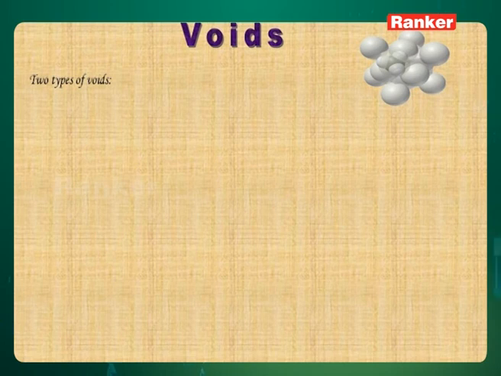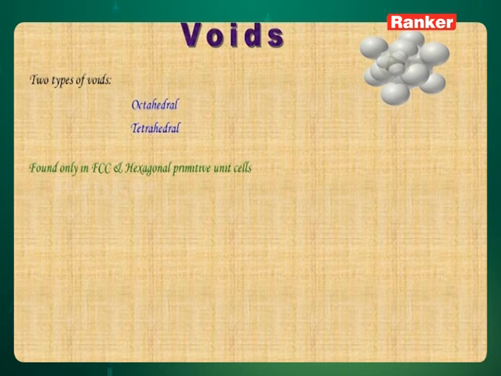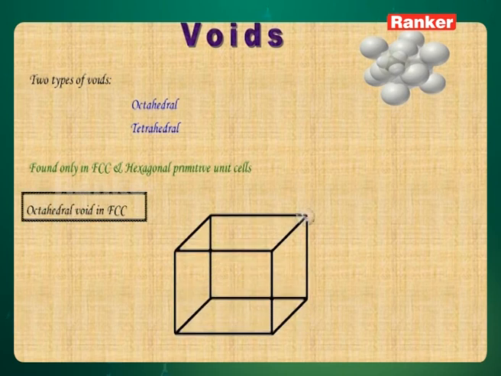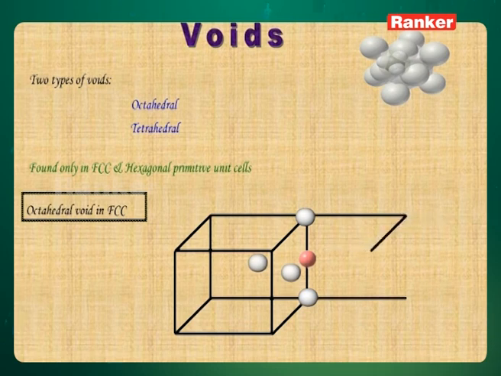The types of voids, octahedral and tetrahedral, are found in both FCC and HCP. First, the octahedral void in FCC. Now, take a particular edge: the red ball is at the edge center, and 2 white balls are at the 2 opposite corners of the same edge. Then 1 white ball is at a face center, and another white ball is at another face center, the back face, right.